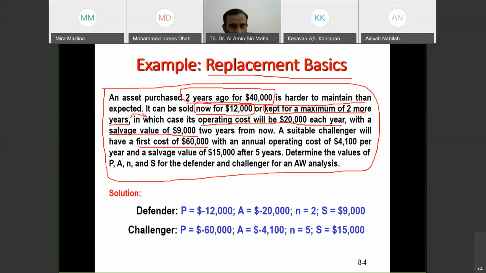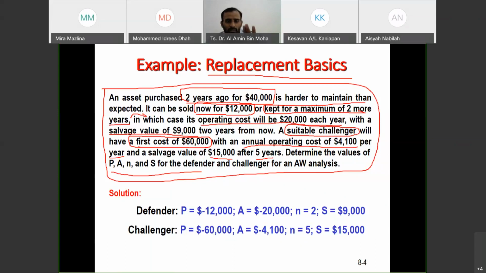And a suitable challenger will have a first cost of 60,000. That means if they want to consider a new asset, the first cost to buy the equipment or the machine or the asset is 60,000, and they have an annual operating cost of 4,100 per year, and a salvage value of 15,000 after 5 years. Determine the values of P, A, N, and S for the defender and challenger.